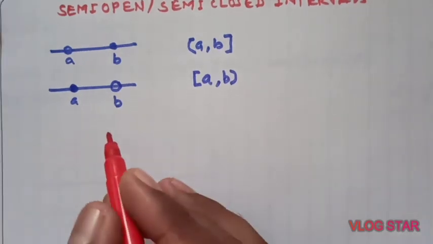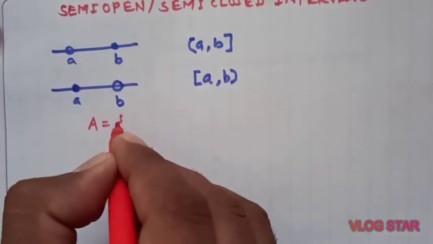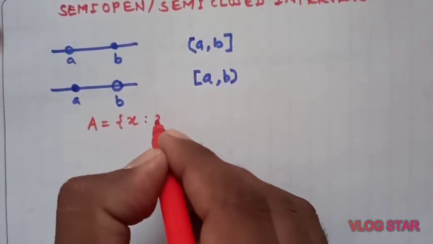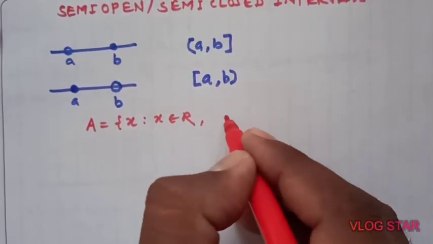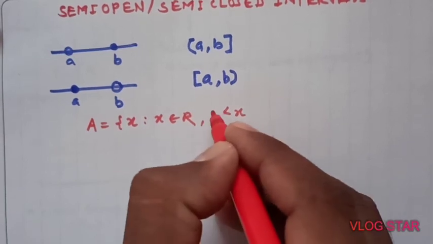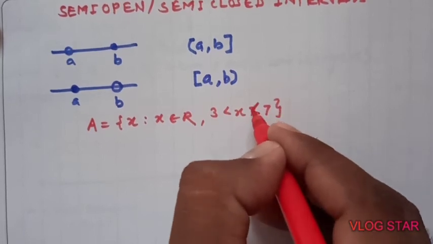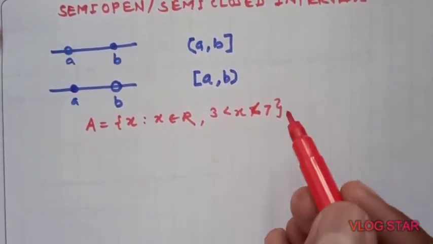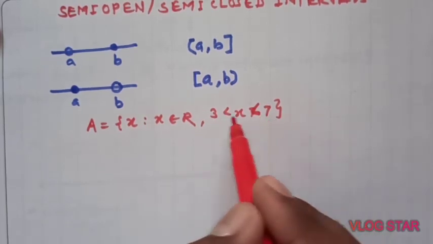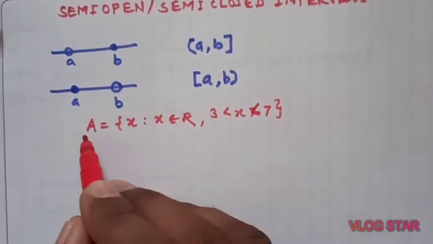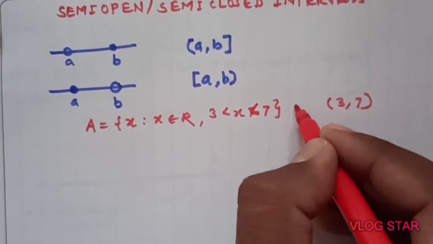We'll take one more example. If I say A is the set of all x such that x belongs to R, meaning x is a real number, and x is between 3 and 7. What does it mean? Is it open or closed? Look at here, strictly less, strictly less. So 3 and 7 are not included in A. So I can write this as (3, 7), the open interval 3, 7.